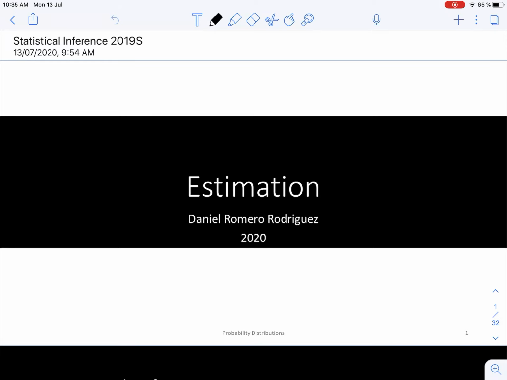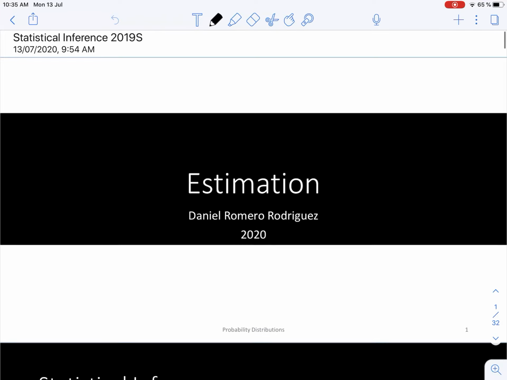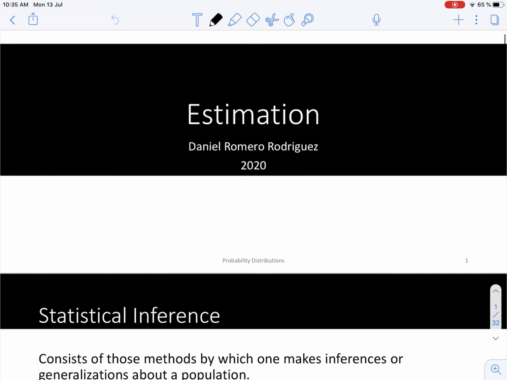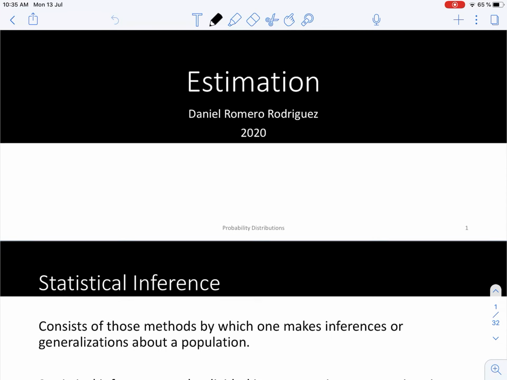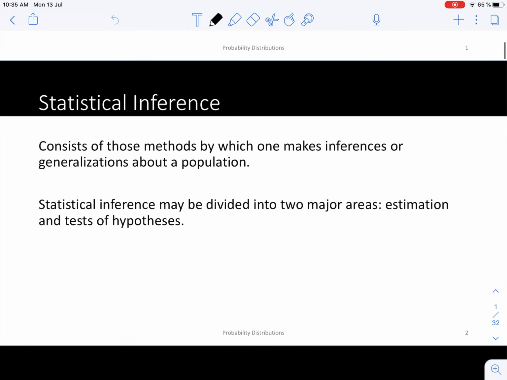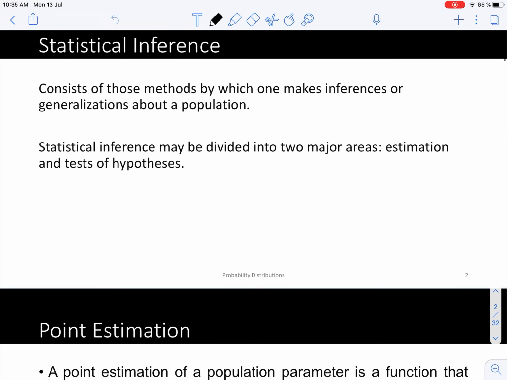Welcome to the estimation unit. In this video, we will make the introduction on what is estimation. In general, this is a branch of statistical inference where the idea is that you want to make an inference about a parameter.